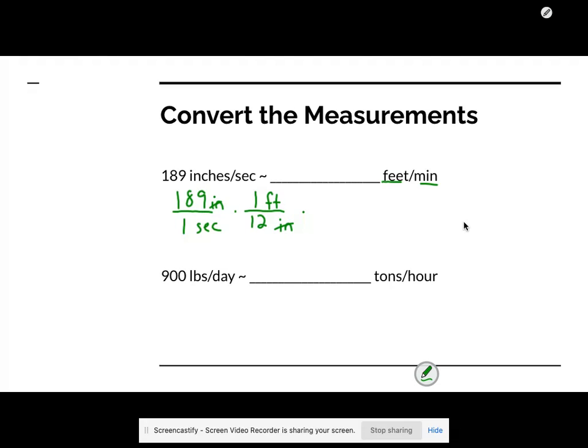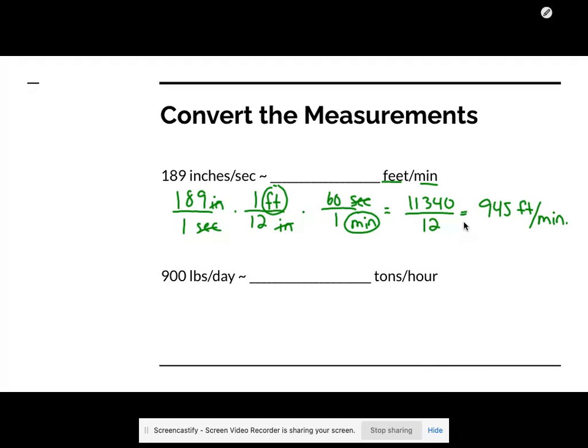Then I move on and try to work with the seconds. So I know that I need seconds up here and minutes down here. Well, there are 60 seconds in 1 minute. After I have feet on top and minutes on the bottom, just like I'm wanting it, I can just multiply straight across and then divide. So when I do 189 times 60, I get 11,340 over 12. And then when I divide that I get 945 feet per minute.